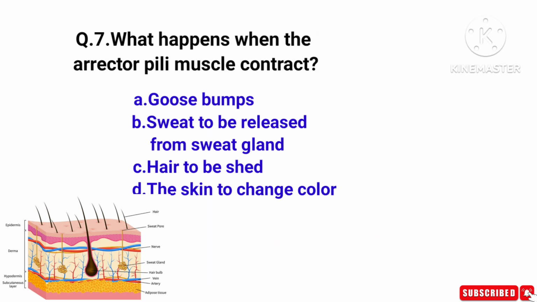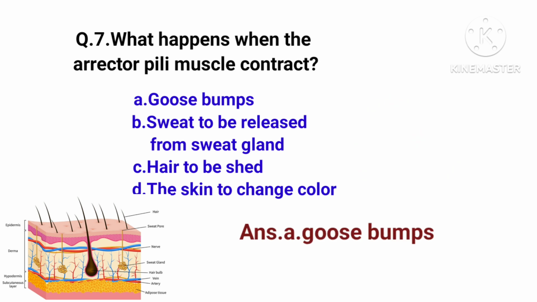What happens when the erector pili muscle contracts? Goosebumps, sweat to be released from sweat gland, hair to be shaken, or the skin to change color. And here the right answer is option A, goosebumps.